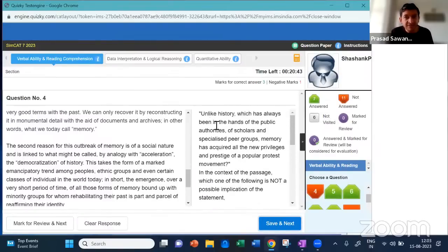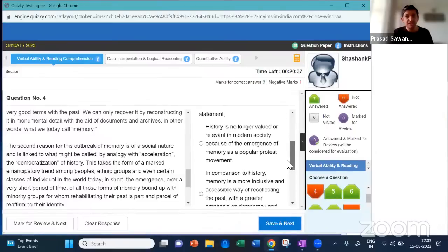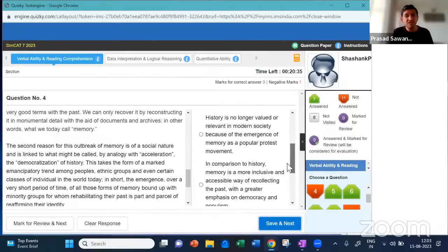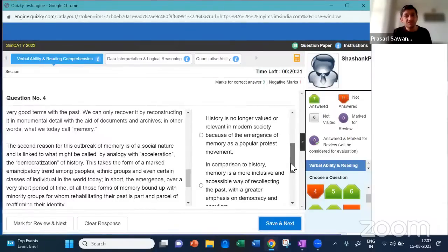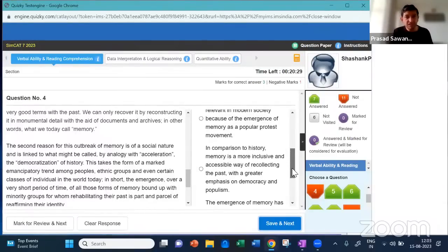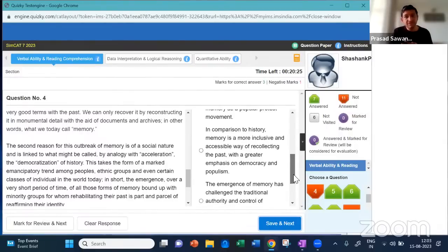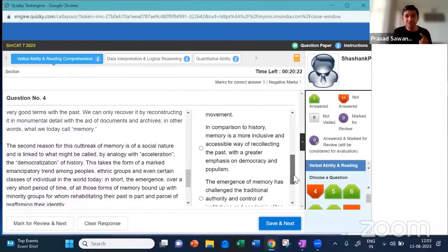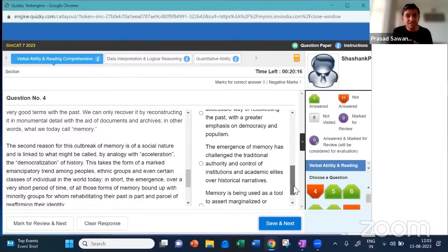Okay. Unlike history, which has always been the same thing that we were talking about earlier, in the context of the passage, which one of the following is not a possible implication? History is no longer valued or relevant in modern society. Okay. Because of the emergence of memory as a popular protest movement, in comparison to history, memory is more inclusive and accessible, with a greater emphasis on democracy, fair enough. That also helps me understand that my last answer was right, hopefully, because we're talking about democratization here.